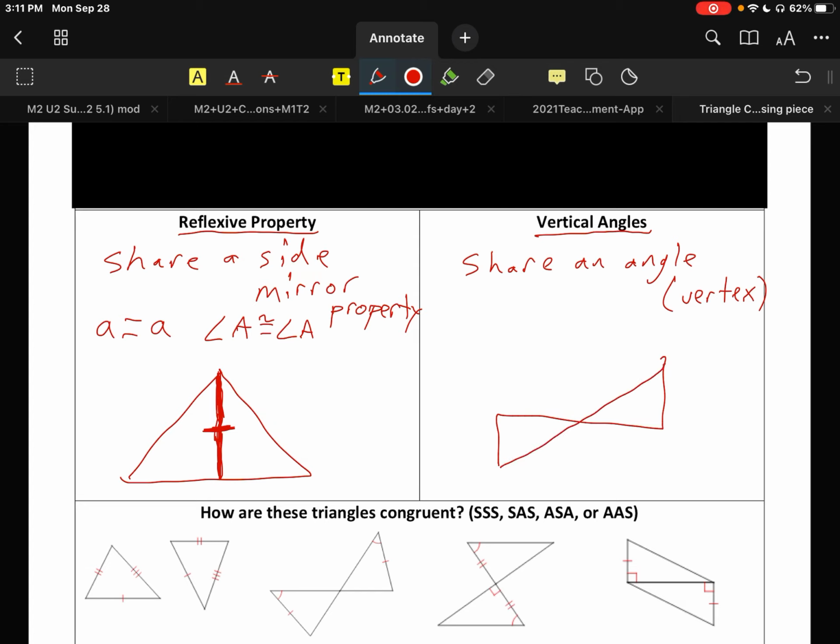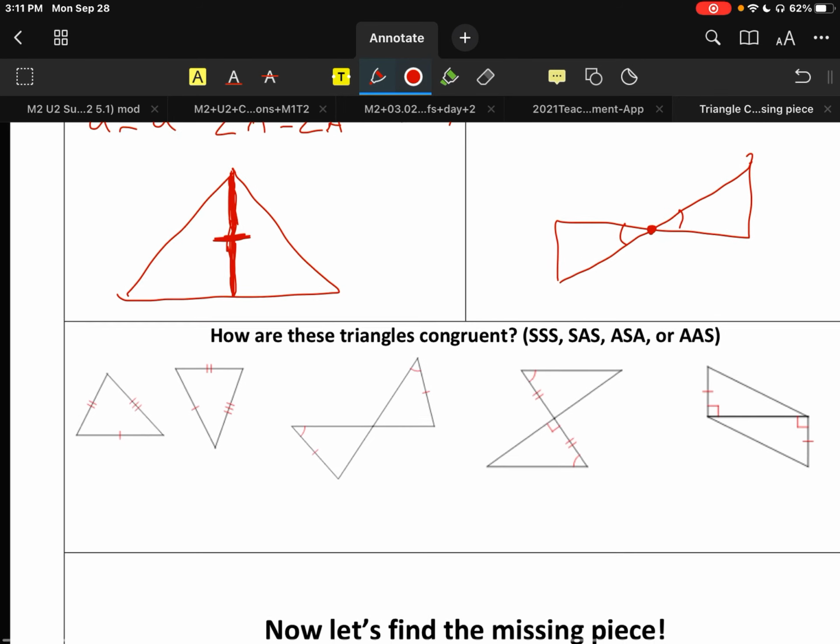That's better. When you have two triangles that are only connected by that point in the middle, you have vertical angles, so these would be congruent. Again, these won't be marked, so you have to put this in there to help you figure out how they're congruent. All right, so let's review some of these.